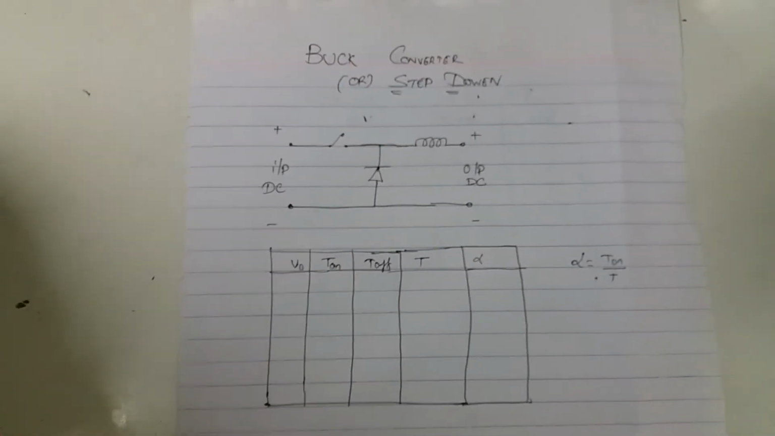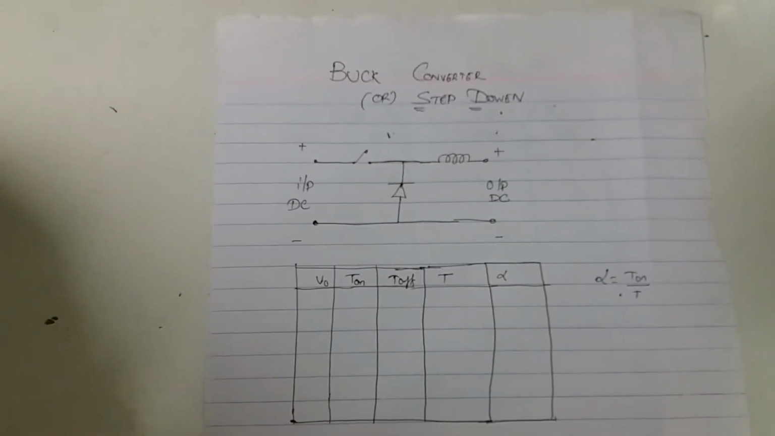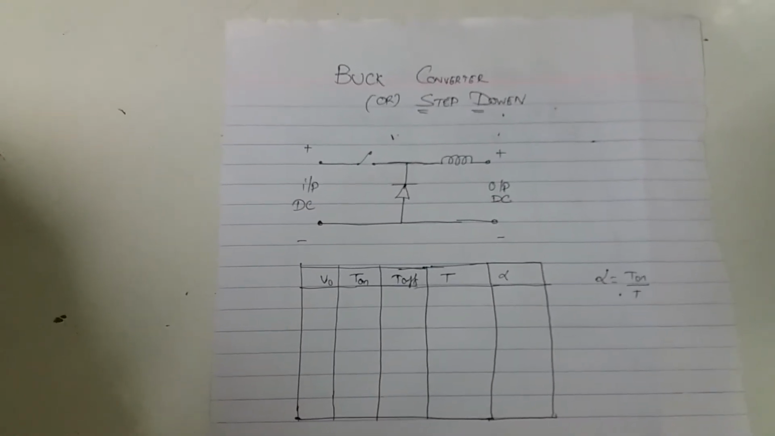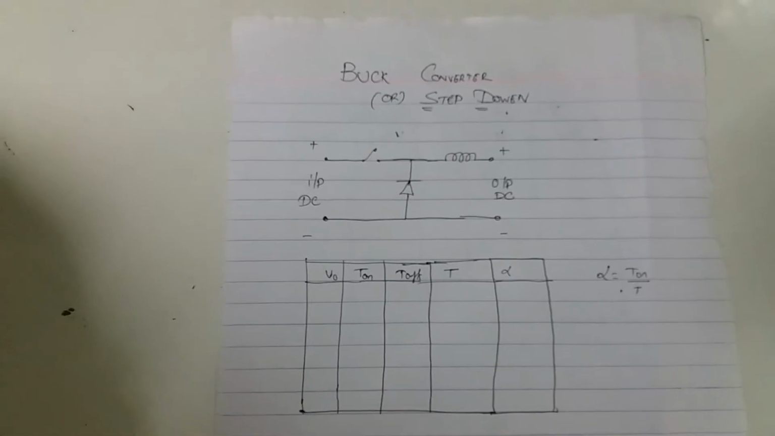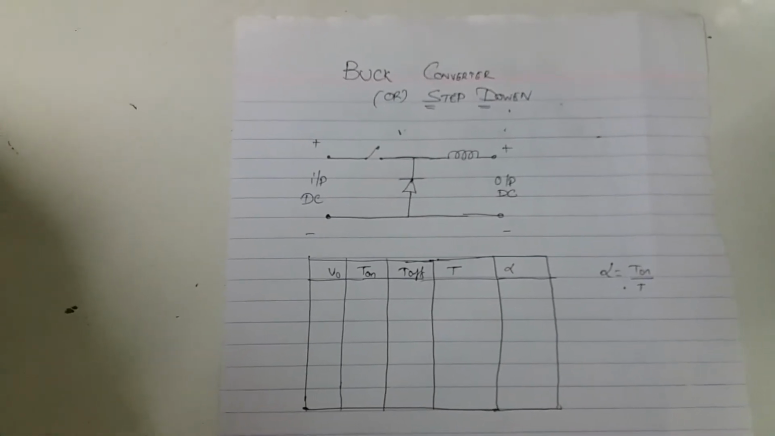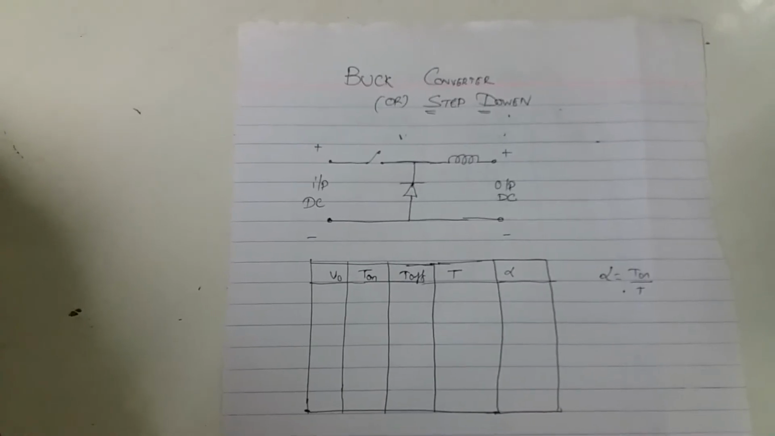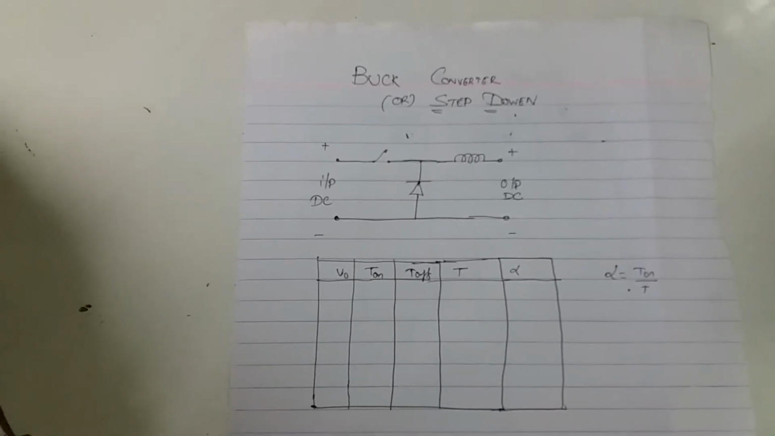Welcome all of you. Today you are going to learn about the DC to DC converter. The first converter is called the buck converter. The DC to DC converter is classified into three major types: one is a buck converter, the second is a boost converter, and the third is a buck-boost converter.